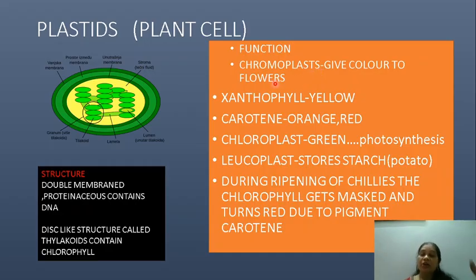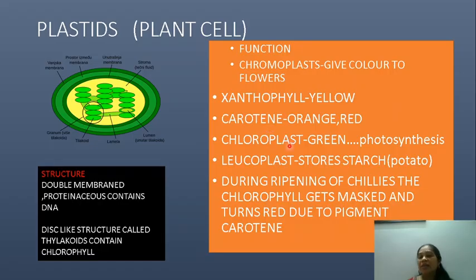You see flowers of various colors in the garden. Why are they of various colors? Because they contain different colored pigments or different colored plastids. If the flower is yellow in color, that means it has the pigment known as xanthophyll. If it is orange or red in color, that means it has the pigment carotene. Even carrots have carotene in them. Beetroot will have carotene in it.